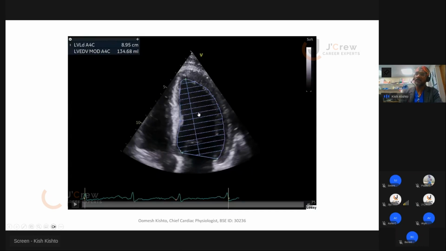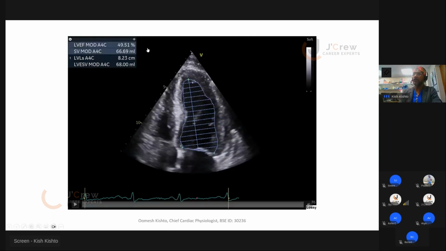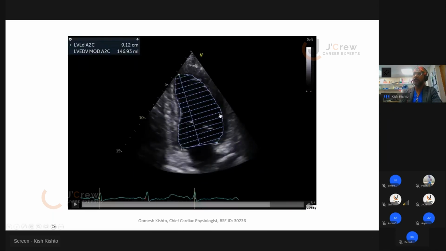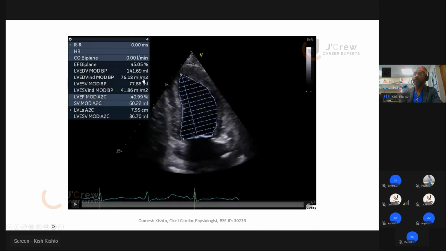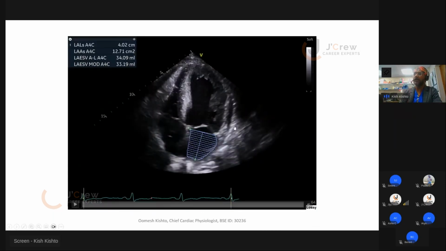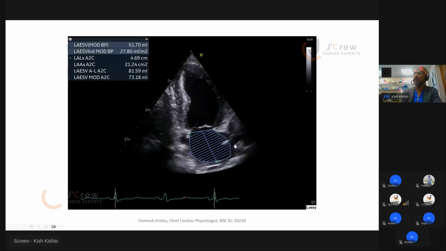Okay, so that's the Simpson. Again, it's very important to do that if you have good endocardial definition. I would advise you to always do your Simpson rather than visual assessment. So 45% EF, and your LA, sorry, and then measurements.